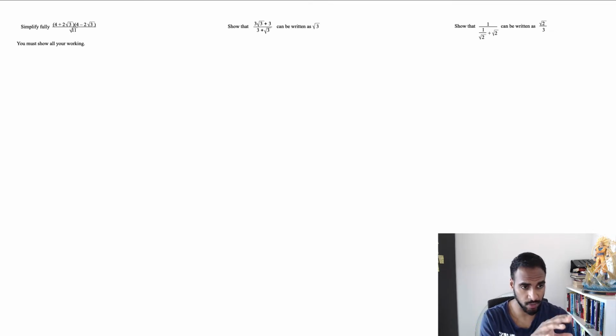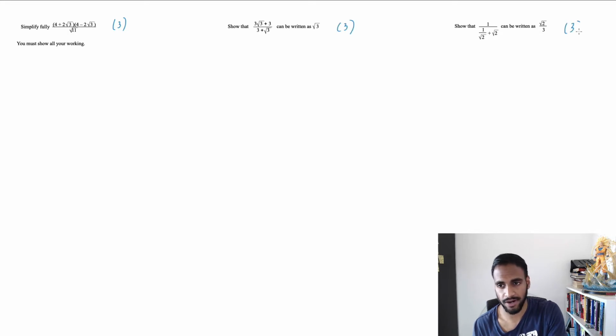So as we can see here, we've got 3 different types of questions. Now these questions are all 3 marks each, which you might think, okay, it's not that much, but remember, they're not that hard once you understand it. And also, you're not meant to use a calculator for this. This will come in a non-calculator paper.